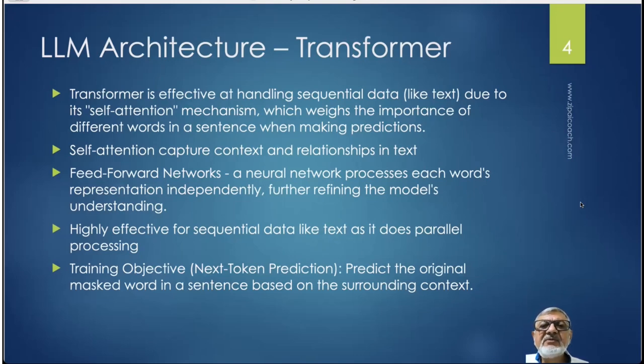The feed-forward network, which is a neural network process, creates each word's representation independently in the form of tokens, which further refine the model's understanding. It's highly effective for sequential data like text, and it helps to do parallel processing. So it's quite effective and efficient. The training objective in an LLM architecture using transformer would be that it has to predict the next token. It predicts the original masked word in a sentence, based on the surrounding context.